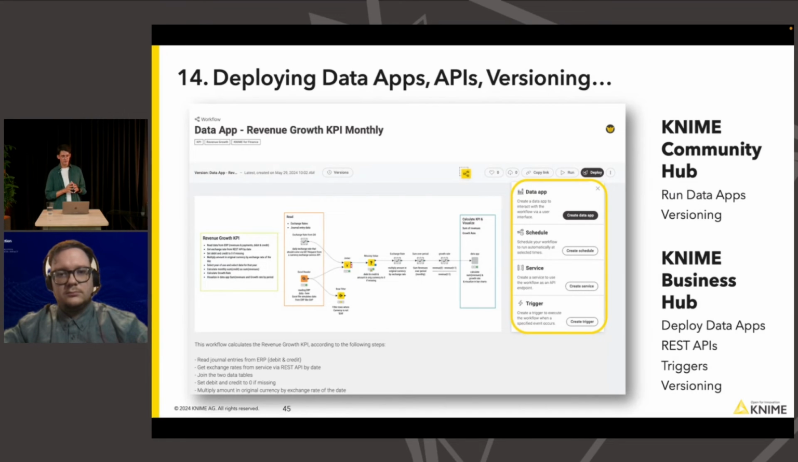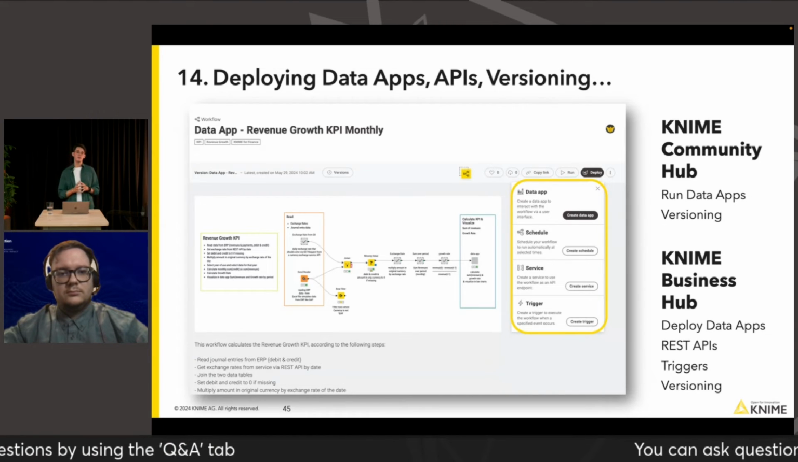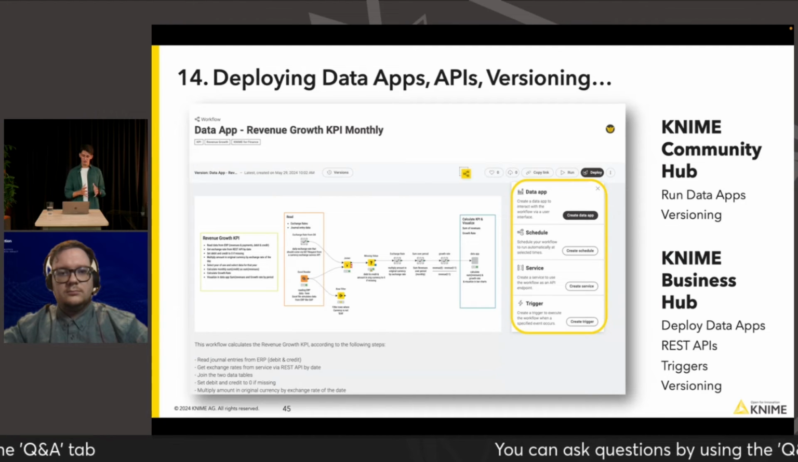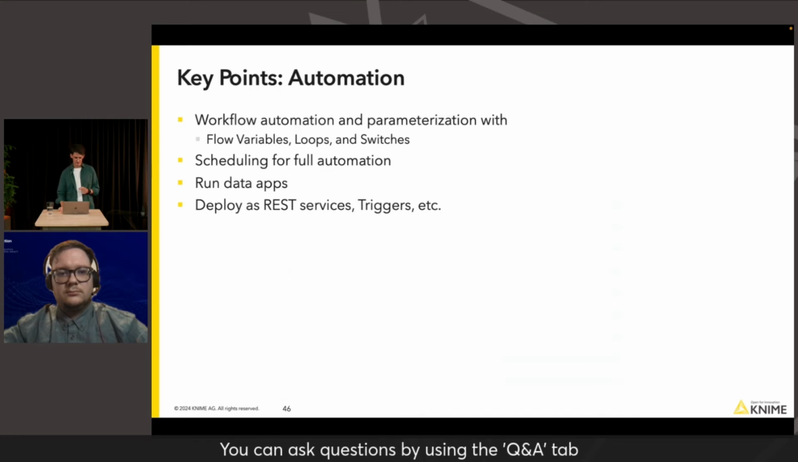Now, speaking of additional options, Marcell, here we start touching more on the KNIME Business Hub. Apart from scheduling, you can also run and share your data apps on the KNIME Community Hub. But within KNIME Business Hub, there are some additional features like deploying your workflows as REST APIs, as triggers, etc. If you're interested in that, go have a look at it. There are all the features you might be looking for in your enterprise company.